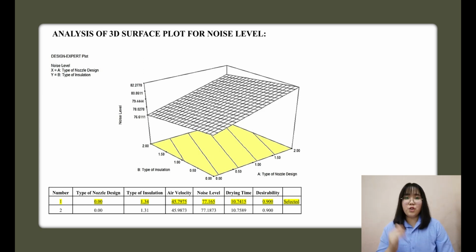Figure on the left shows the 3D surface plot for the factors type of nozzle design and type of insulation with response to noise level. It can be observed that the lowest noise level is obtained when the type of nozzle design is 0 and the type of insulation is 2.